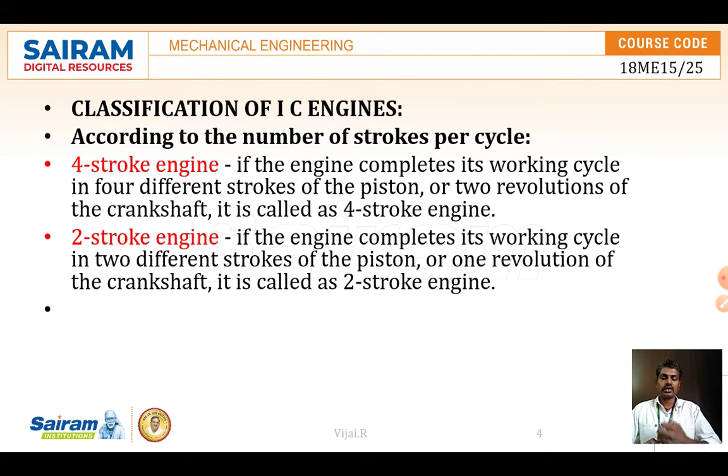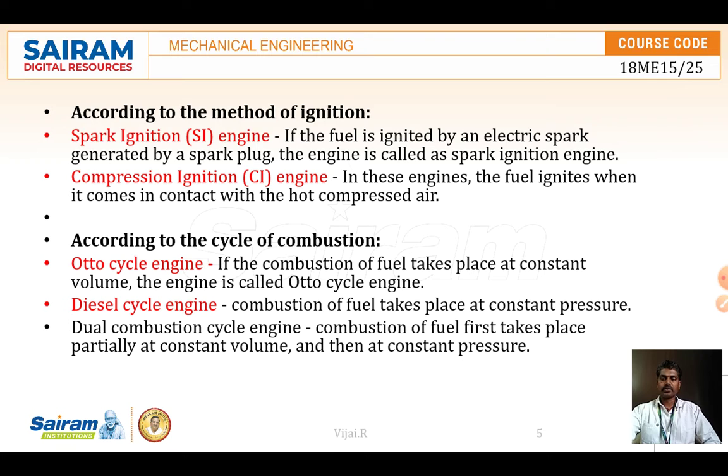First a down stroke and an up stroke, only two strokes will be there. So if all the operations are done within the two strokes of the piston, then we call it a two stroke engine. So the classification based on strokes per cycle, we call it a four stroke engine and a two stroke engine. Another type we see here: method of ignition.